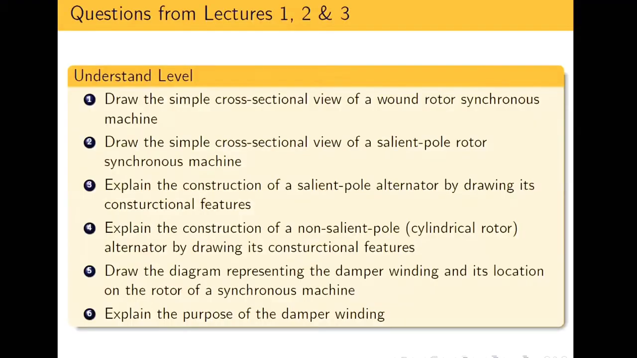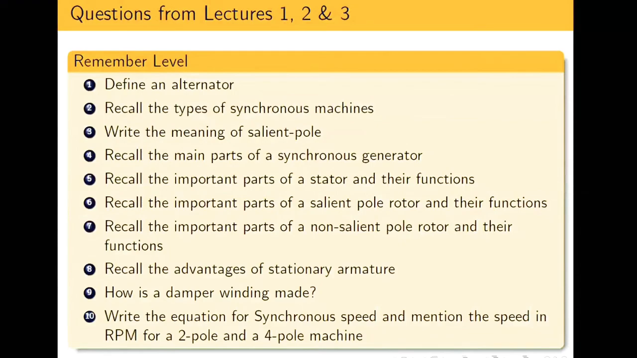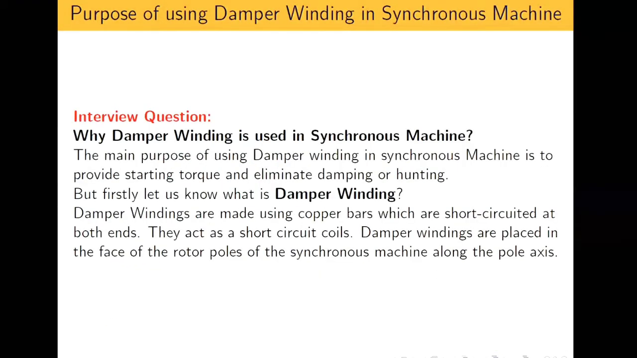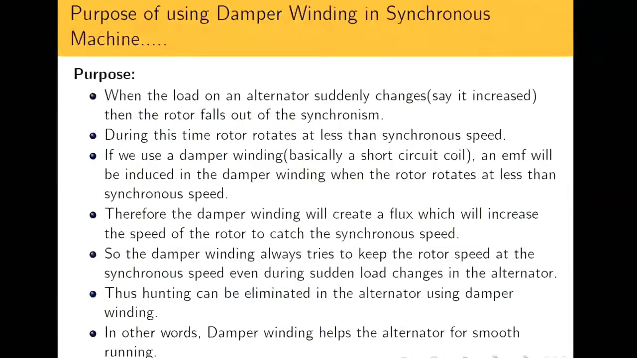Let me go to the question. Recall the advantages of stationary armature that were discussed today itself, right? The advantages of stationary armature. Probably I'm running short of time. I wanted to finish all these things. And how is a damper winding made? We have seen this, right? What are the damper windings made of?